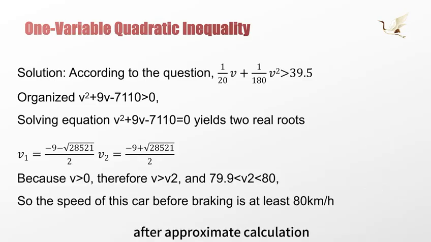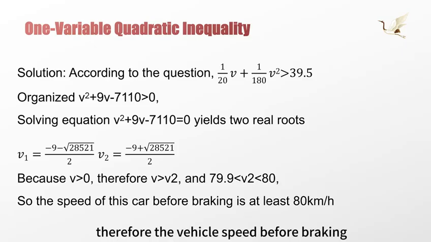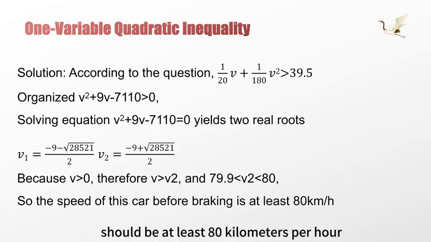After approximate calculation, we can conclude that v2 is greater than 79.9 and less than 80, measured in kilometers per hour. If v is greater than v2, then v should be greater than or equal to 80. Therefore, the vehicle speed before braking should be at least 80 kilometers per hour.